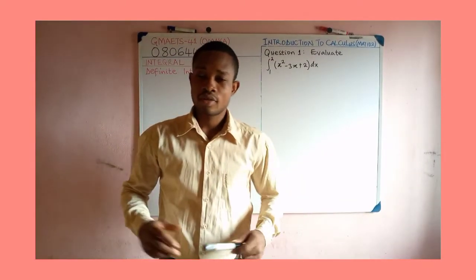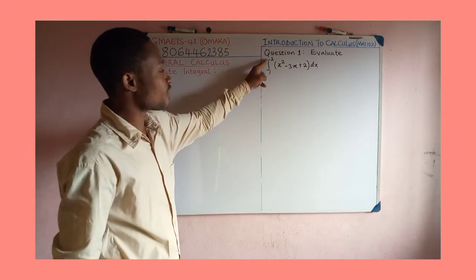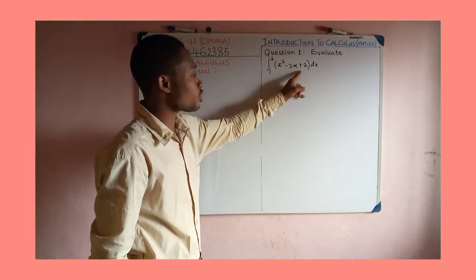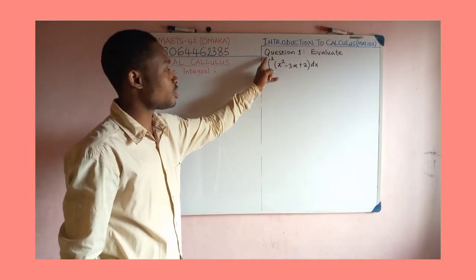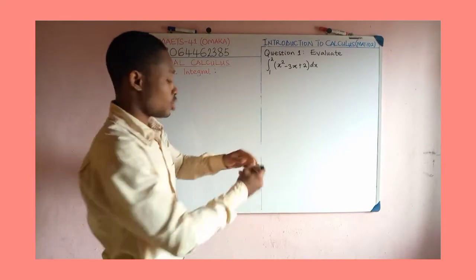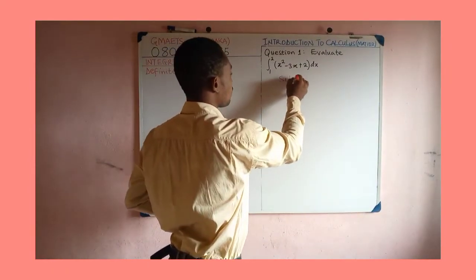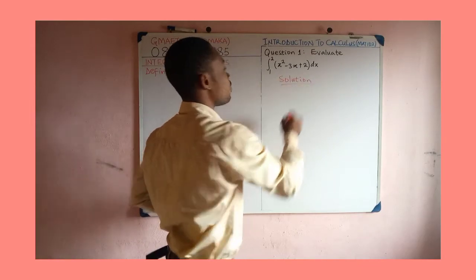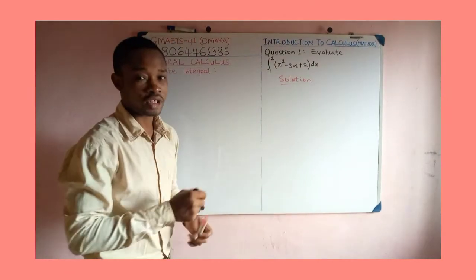Let us look at this question we have here on the board: evaluate the integral of x squared minus 3x plus 2 with respect to x under the limit 1 to 2. So we have the lower limit to be 1 and then the upper limit to be 2. Now how do we solve this problem? It's a pretty simple one. The function f of x itself is a polynomial function, right?